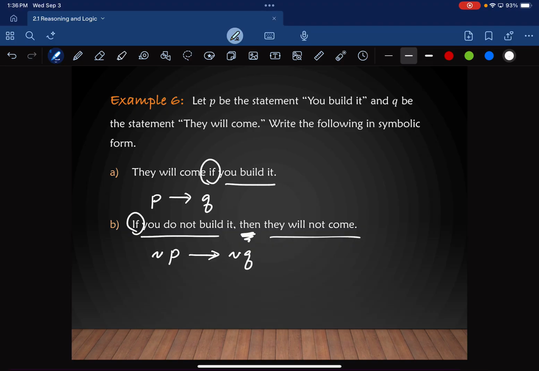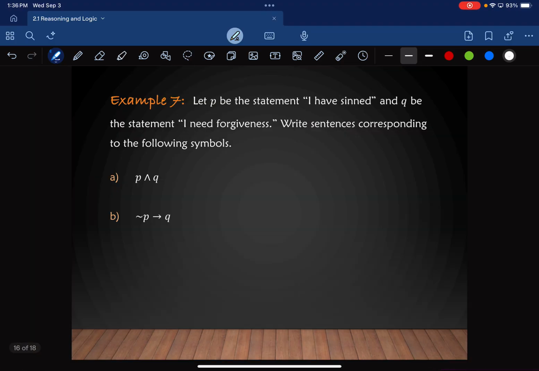Okay, so our next set is going to do the opposite. We're going to actually start with symbols, and we're going to write what happens in words instead. So we've got a different statement. So P is the statement I have sinned, and Q is the statement I need forgiveness. Okay? So this actually incorporates an and statement at the beginning, right? We've got that upside down V as the first one. So it's P, upside down V, and then Q. So P was the statement what? I have sinned.